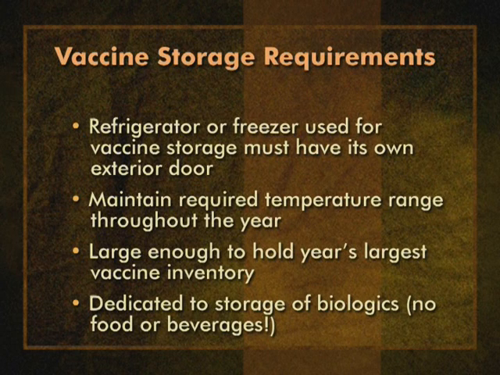Whether using standalone units or a combination unit, each freezer and refrigerator compartment should have its own thermostat or temperature controls. It must be large enough to hold the year's largest vaccine inventory and must be dedicated to the storage of biologics. Food and beverages should not be stored in vaccine storage units. Keeping food and beverages in the storage unit leads to frequent opening of the door, which leads to temperature instability.